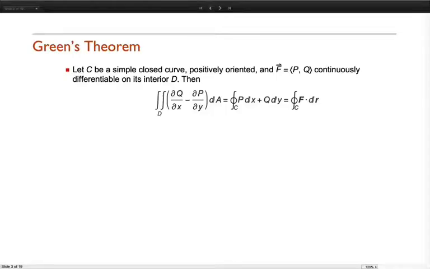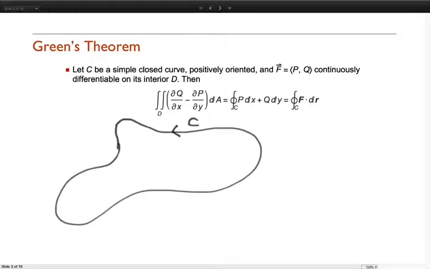Let's remind ourselves of the statement of Green's theorem. It relates a line integral of a vector field over a simple closed curve to a double integral. So C here is that simple closed curve oriented positively, that means counterclockwise. We've got a vector field whose components P and Q are continuously differentiable everywhere.